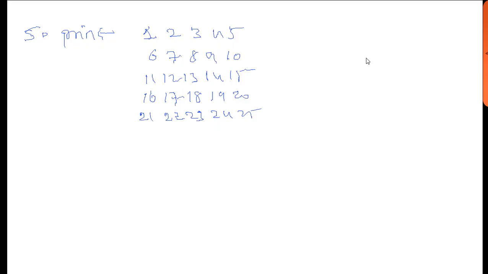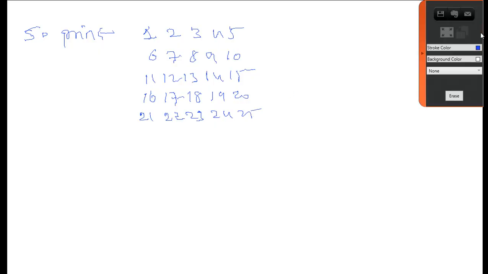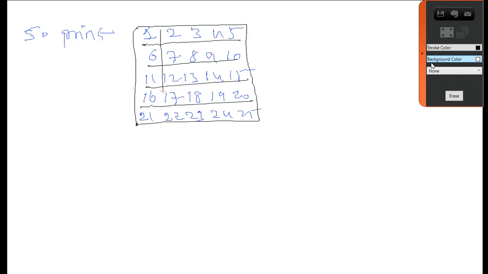Let me maximize the screen. How to print this? So this is 1 to 25 numbers. Please understand, 1 to 25 numbers. Let me show you how we can do it. How many rows and how many columns, please? Here 5 rows and 5 columns. If you observe carefully, this is 5 rows, 5 columns.